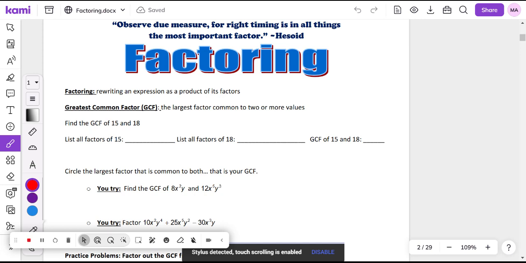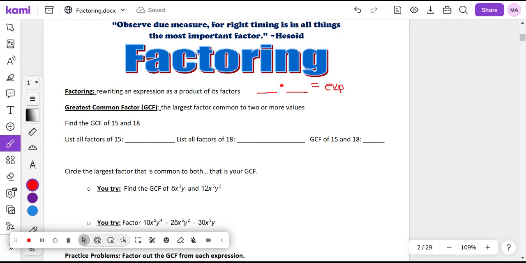Hi everyone. What we're going to be working on today is factoring and laying the foundation for the rest of the chapter. So factoring is when we rewrite an expression as the product of its factors. In other words, when we take an expression and we can say it's something times something equals that expression, okay? And these values right here are the factors.